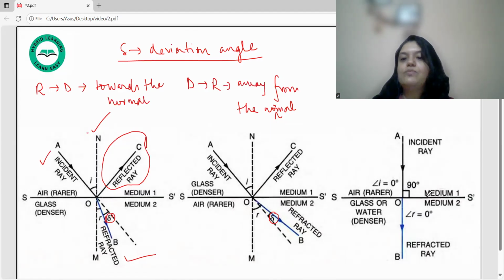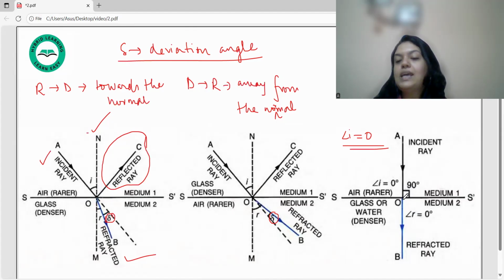And the third diagram suggests that we are sending the ray from rarer to denser medium. Now the light ray is incident. Now if you notice here, the light ray is basically perpendicular or normal. If you notice, this is my incident ray. So my normal is also along the same line. So the angle between them is what? 0 degree because there is no angle. So in this case, my angle I is 0. That is the angle of incidence.